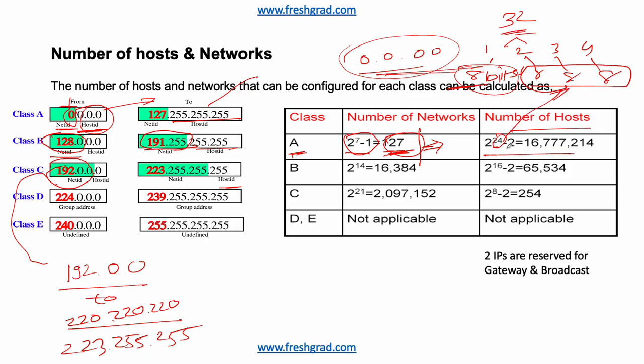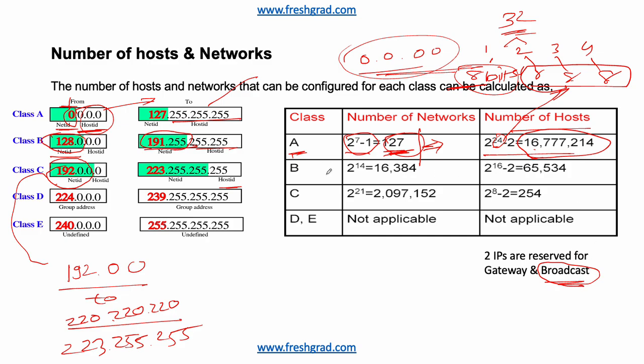And why are we doing 24 minus 2? Because two IPs are reserved: one for the gateway and one for broadcast. So we configure one for the gateway, and the last IP of the network is always used as the broadcast, the last IP of the network.